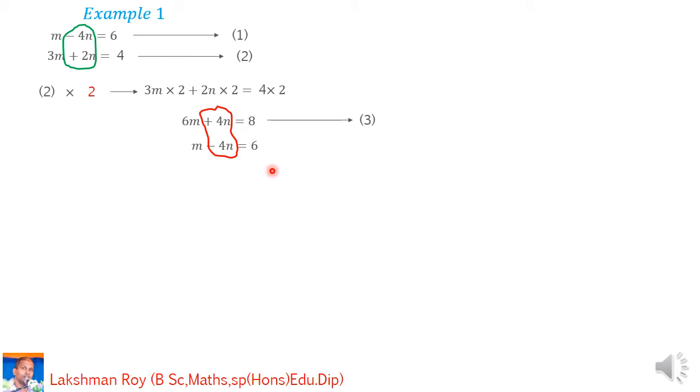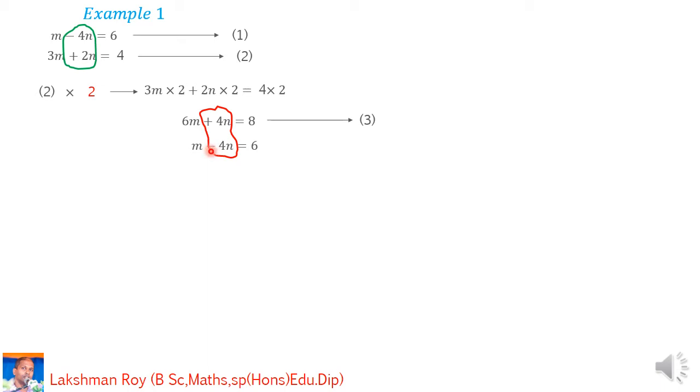Now you can see in both equations the n terms are 4n and 4n, which are the same. Now I can remove the n terms. You have to check whether to add or subtract these two equations. You can see the signs: this 4n is positive, this 4n is negative. That means different signs, and with different signs you have to add. When you add, that term becomes 0.